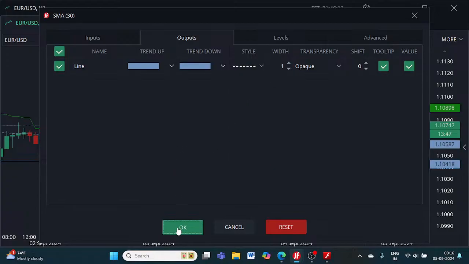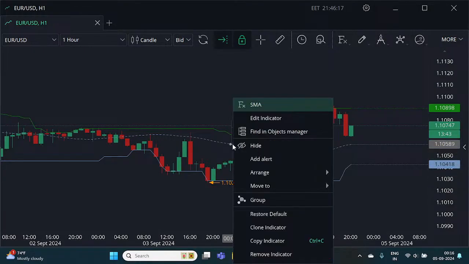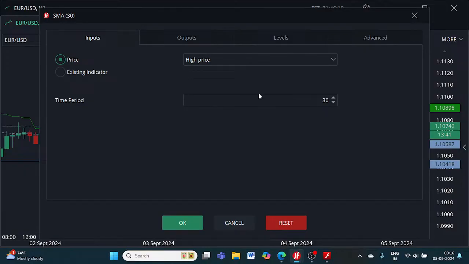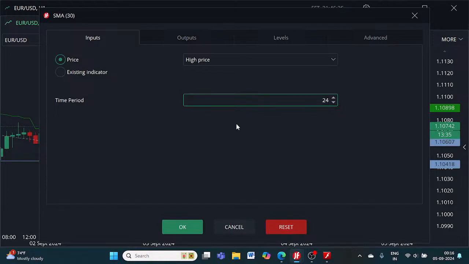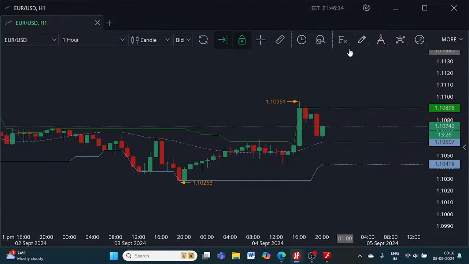Alright, now this is the moving average price, the SMA of high price. I'm changing this time period to 24 to get the moving average price of the last 24 hours, that is for one single day.